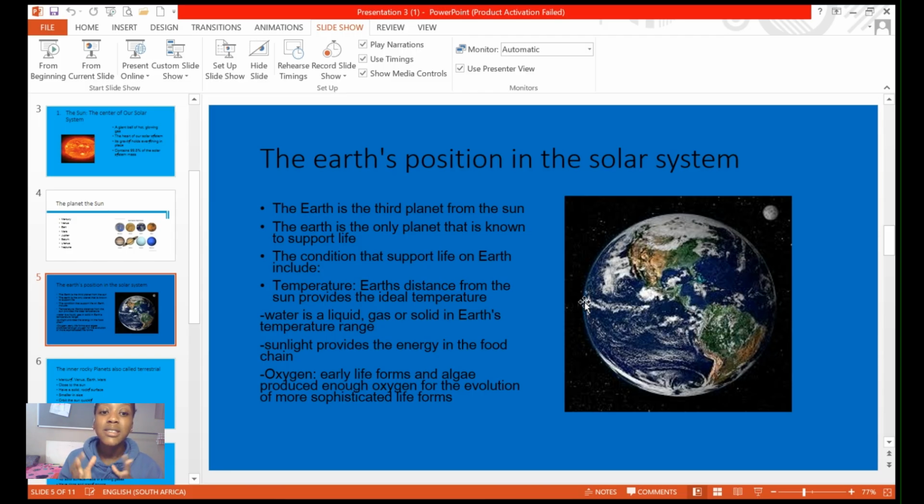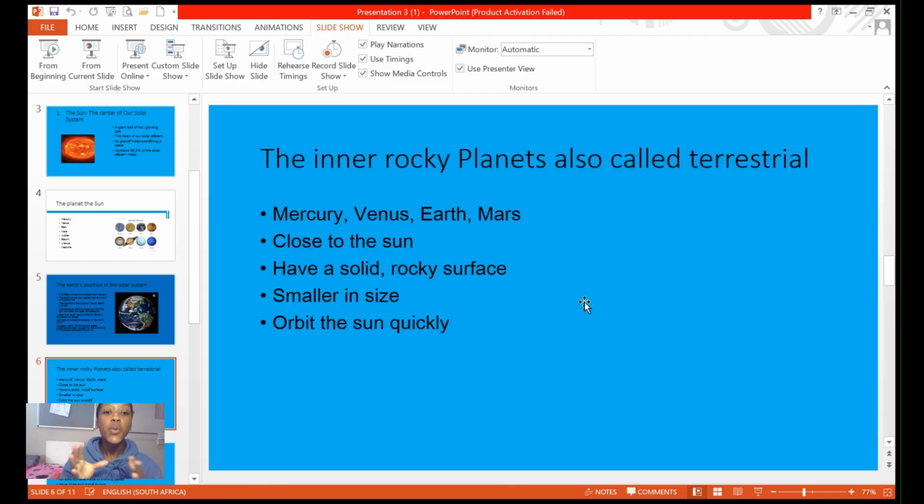Remember that the sun is the main source that helps us to survive. In order for us to get food, we need sunlight and also oxygen. Early life forms and algae produced enough oxygen for the evolution of more sophisticated life to form, right?